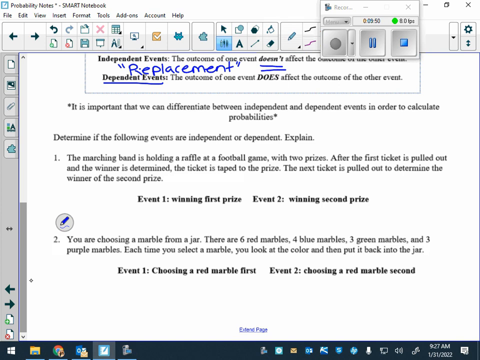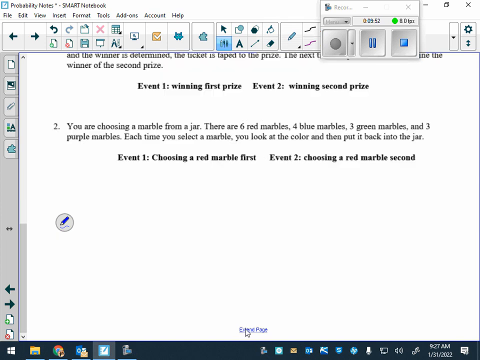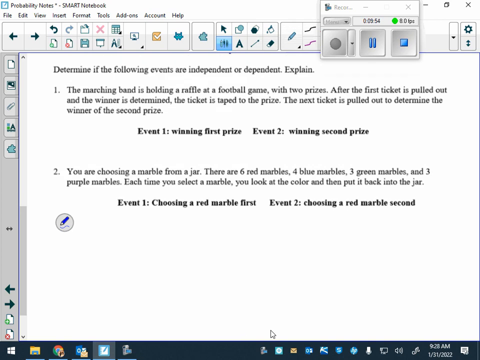Number 1, the marching band is holding a raffle at a football game with 2 prizes. After the first ticket is pulled out and the winner is determined, the ticket is taped to the prize. The next ticket is pulled out to determine the winner of the second prize. So event 1 is winning the first prize. Event 2 is winning the second. Are these events independent or dependent?